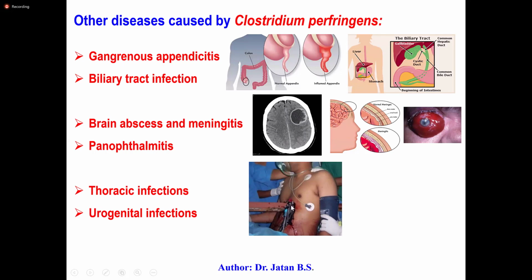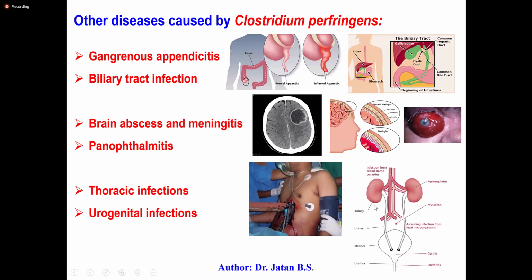Okay, and also it can cause infection of the urogenital system. That means it may cause infection of the kidney, ureter, bladder. Okay, it can cause inflammation of the urethra. It can even cause infection of the male and female genital organs also. So these are other infections caused by Clostridium perfringens in different parts of the body, depending upon the site of infection. Okay, did you understand?